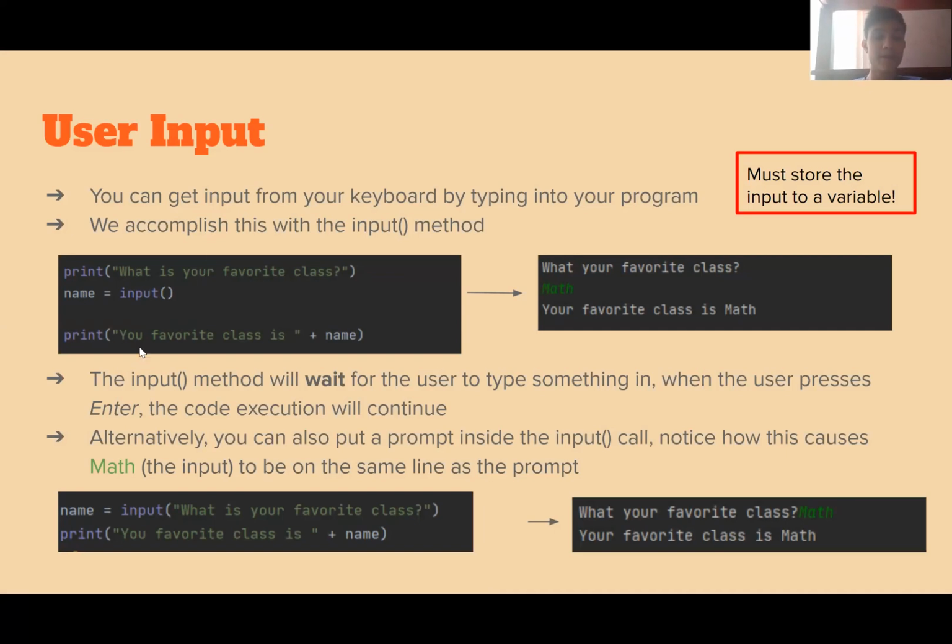Then there's another print statement here, and it prints out your favorite class is plus whatever the input was. So if you typed in math, like in this example, it will say your favorite class is math.